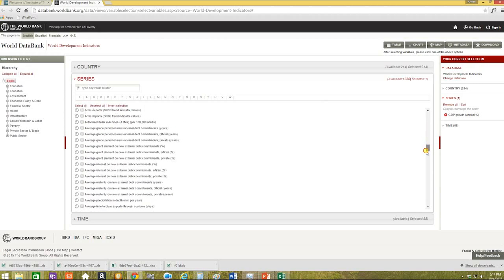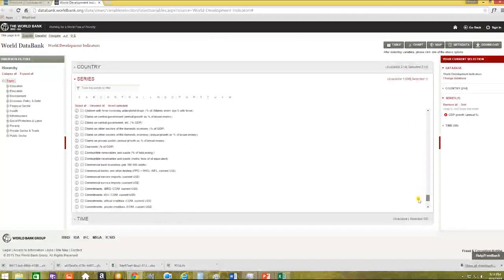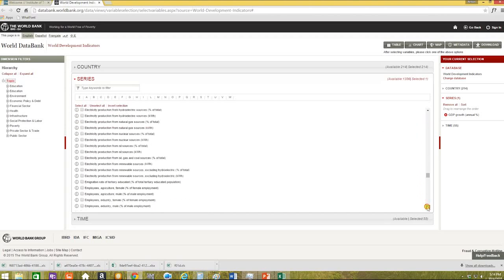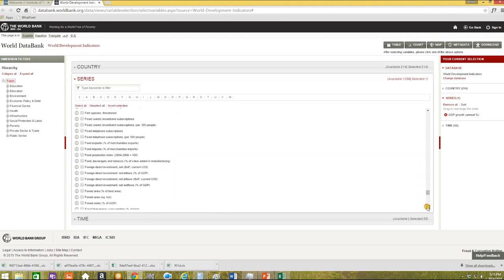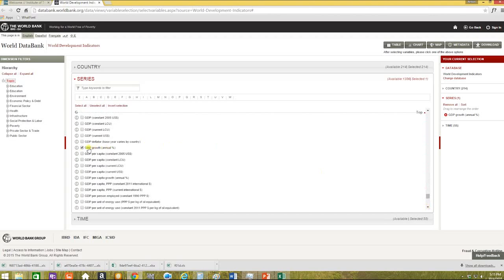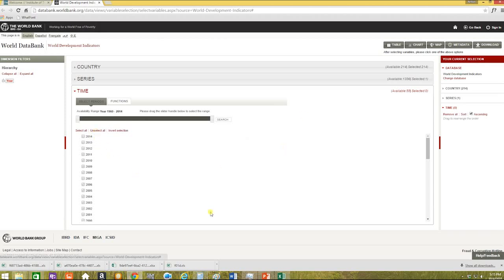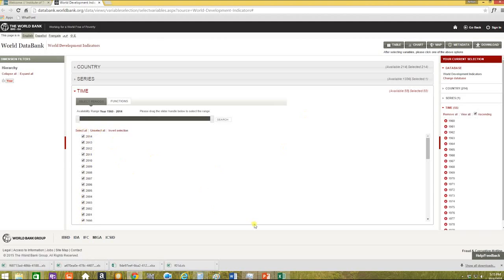and if you scroll down, we're looking for G for GDP, and you'll see here that we've actually got GDP growth already checked. When you first go into this, this won't be checked. So click on GDP growth, and then for time, when you first click in, all of these will be unchecked. You just click on select all, and then at the top here, you can look at all of this data any way you want to, but we're just going to download it.